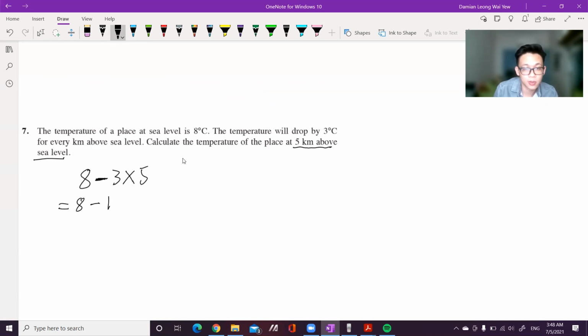3 times 5 is 15, and 8 minus 15. Again, when you minus a larger value, it goes to the negative side. 8 goes to 0 is 8. At 0, I still have another 7 to go because I minus 15. Take out 8, I still have 7 to go on the negative side. So it's negative 7. Okay, that is question 7.